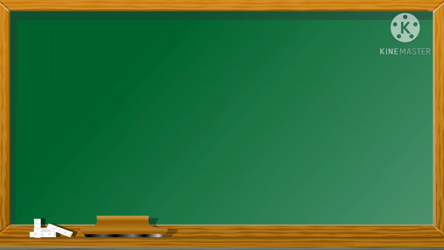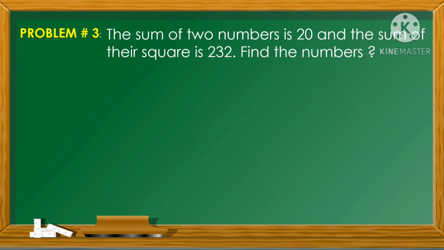Okay, let's have problem number 3. The sum of the two numbers is 20, and the sum of their squares is 232. Find the numbers. So, the problem asks about the two numbers, wherein the sum of the two numbers is 20 and the sum of their squares is 232. So, what are those two numbers?